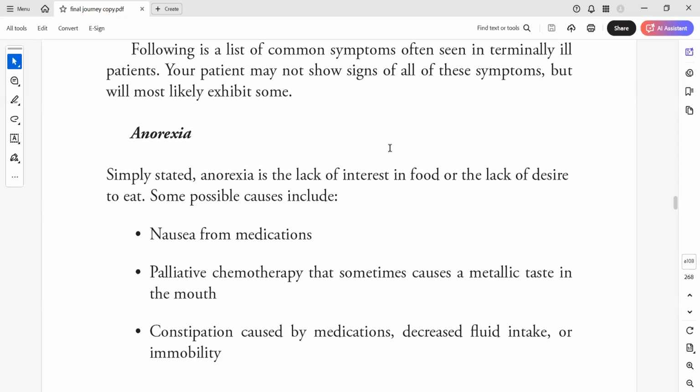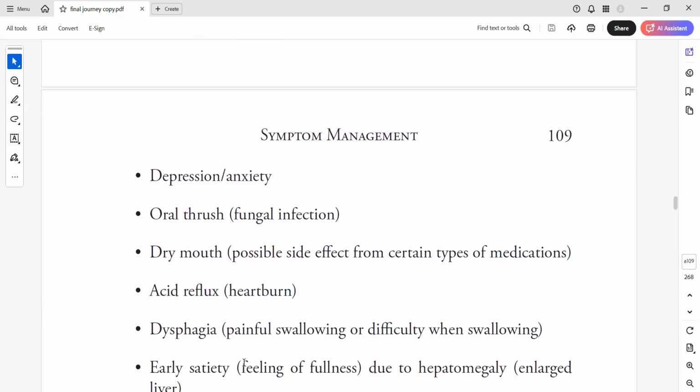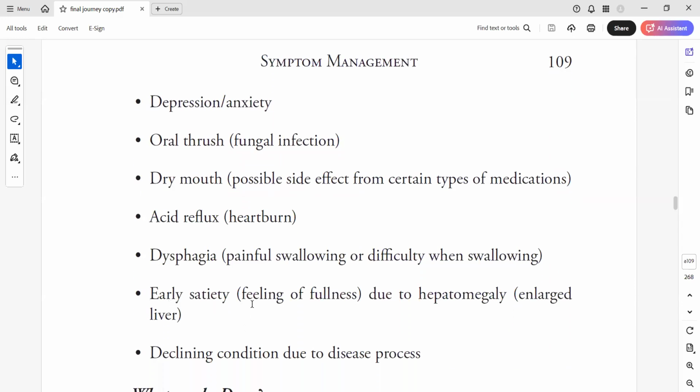Some possible causes include nausea from medications, palliative chemotherapy that sometimes causes a metallic taste in the mouth, constipation caused by medications, decreased fluid intake, or immobility. Depression and anxiety, oral thrush, a fungal infection, dry mouth, possible side effect from certain types of medications, acid reflux, heartburn, dysphagia, painful swallowing or difficulty when swallowing, early satiety.